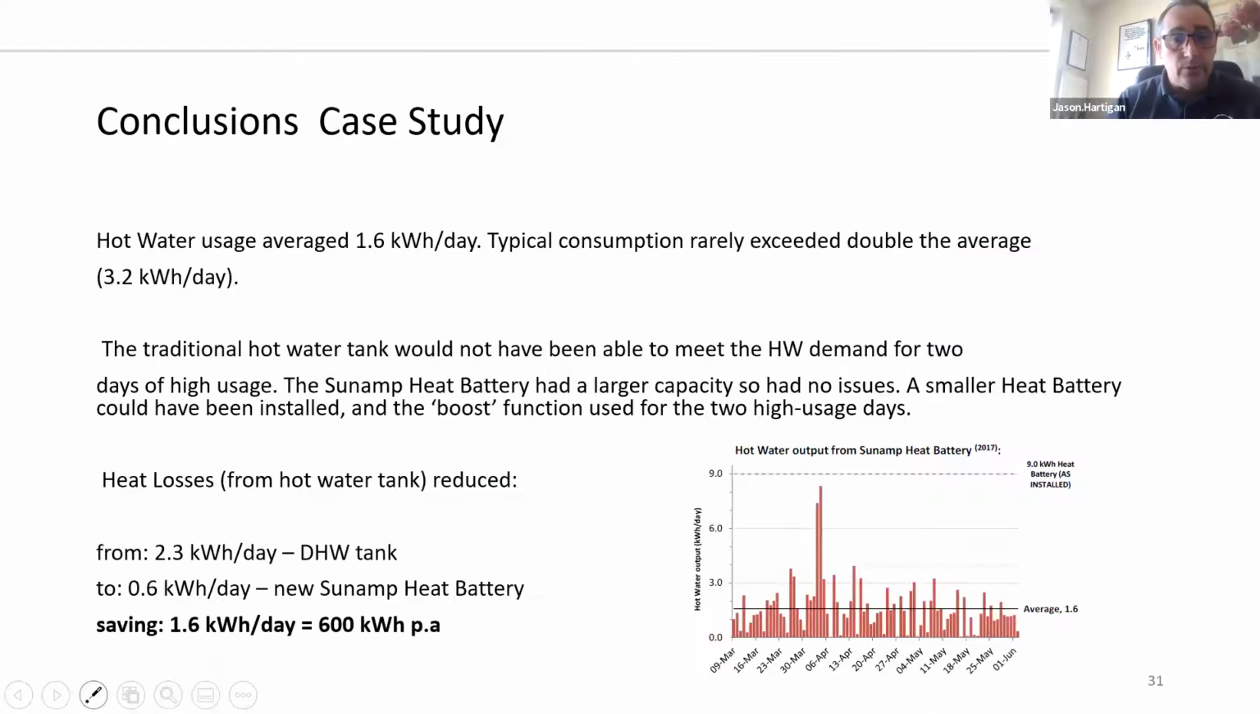And typical consumption really exceeded double the average. So in terms of the heat loss, just by swapping, we went from 2.3 kilowatt hours a day to 0.6 kilowatt hours a day just by swapping out the tanks. So we were saving 1.7 kilowatt hours a day, so 600 kilowatt hours per annum, and the statistics to back that up.